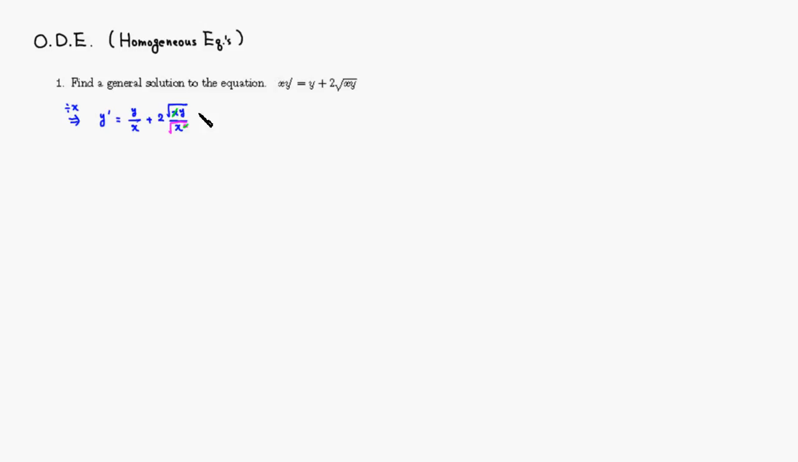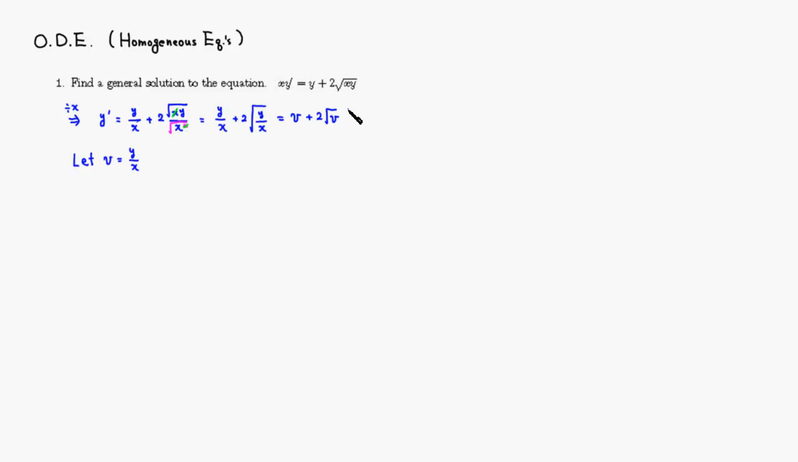So what we get is y over x plus 2 times the square root of y over x. Then you notice that there are a whole bunch of y over x, so we're going to use a substitution. Let v be y over x. Then we can rewrite this as v plus 2 times the square root of v.